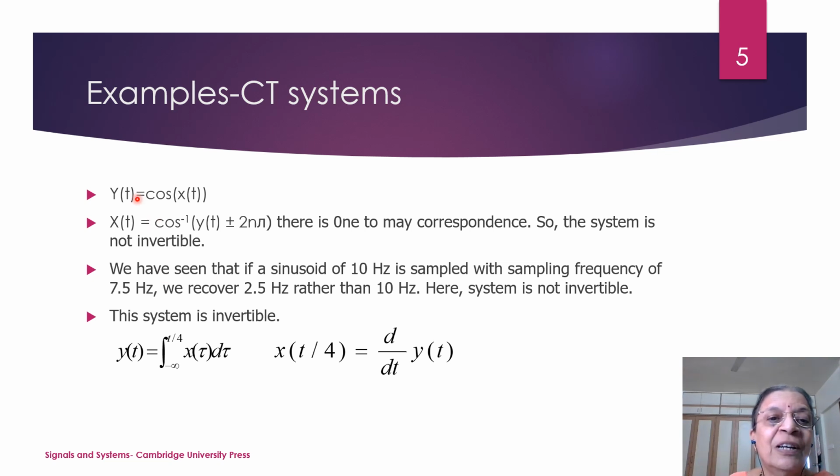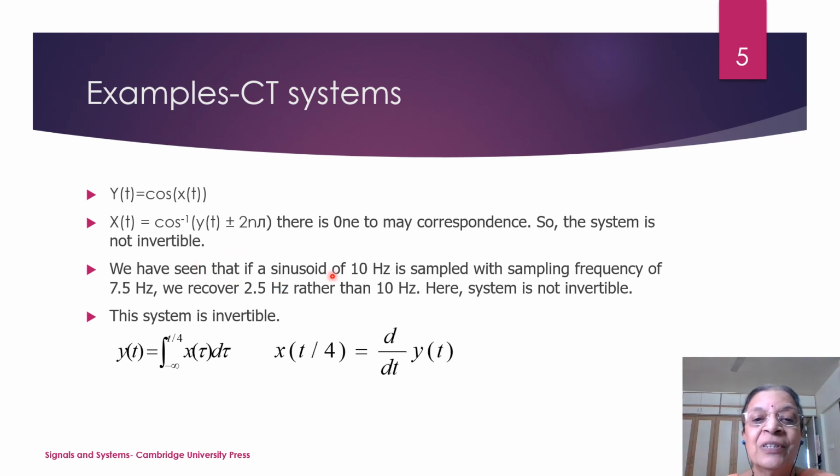Now consider some CT systems, continuous time systems. Let us say that y(t) is cos of x(t). Now how to recover x(t)? x(t) will be recovered as cos inverse of y. But for every plus or minus 2n pi, the cos value will be the same. So x(t) will be recovered as cos inverse of y(t) plus or minus 2n pi. So here in this case, there is one to many correspondence. The system is not invertible at all. It is not one to one correspondence, it is one to many correspondence.